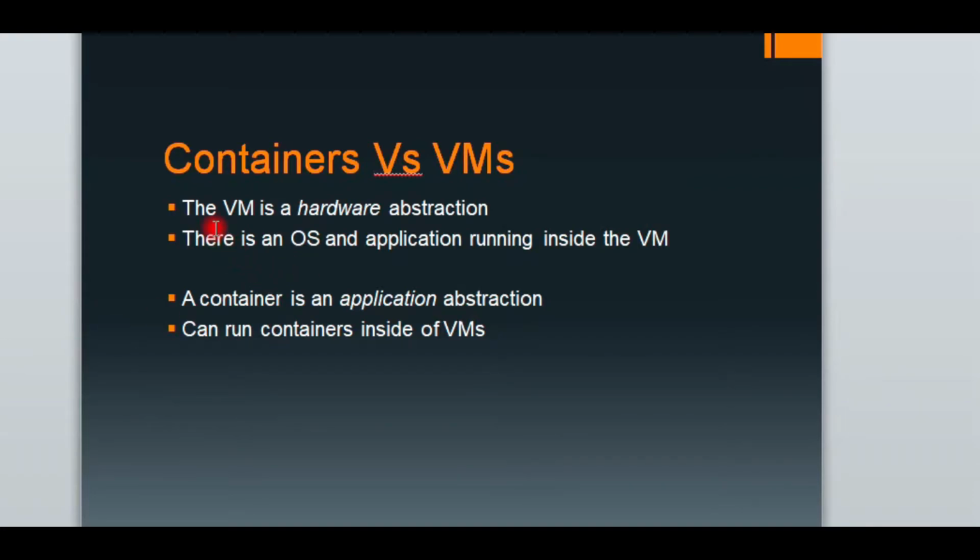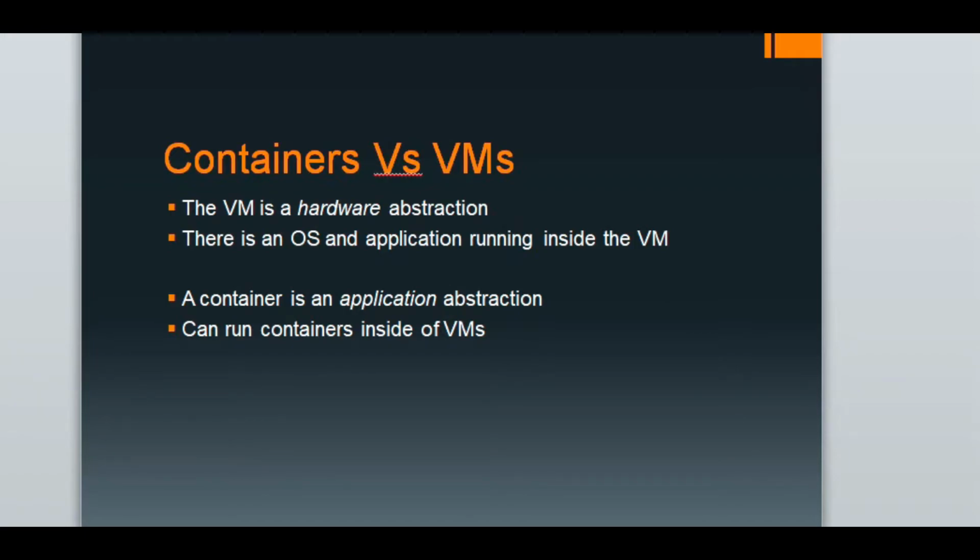The VM is a hardware abstraction. It takes physical CPUs and RAM from a host and divides and shares it across several smaller virtual machines. There is an OS and application running inside the VM, but the virtualization software usually has no real knowledge of that. The container is an application abstraction. The focus is really on the OS and the application, and not so much the hardware abstraction. Many customers actually use both VMs and containers today in their environments and, in fact, may run containers inside of VMs.